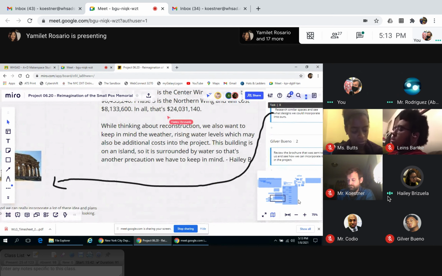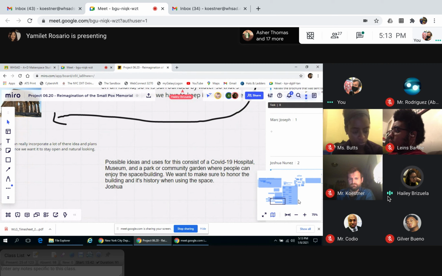Yeah, so I'm going to just read Josh's work, as he said that he's outside. Yeah, just go a little more down here. Thank you. So he said, possible ideas and uses for this consist of a COVID-19 hospital, museum, and a park or a community garden where people could enjoy the space. We want to make sure to honor the building and its history when using the space.